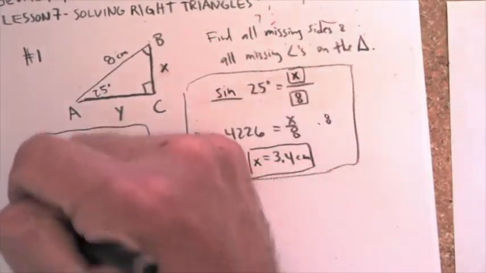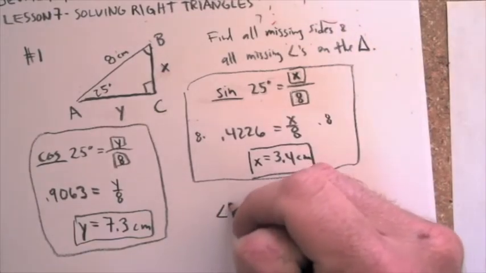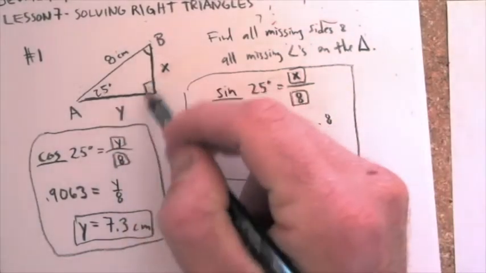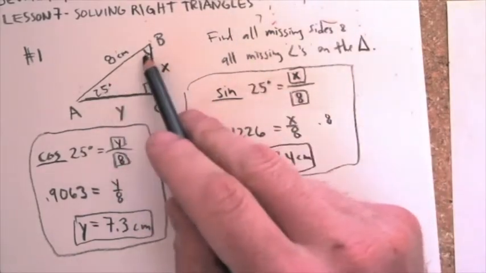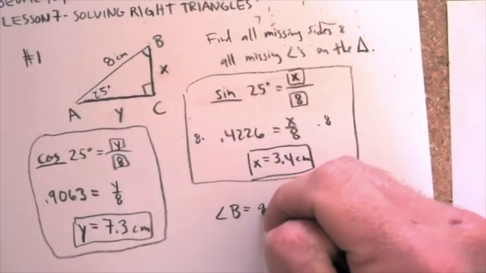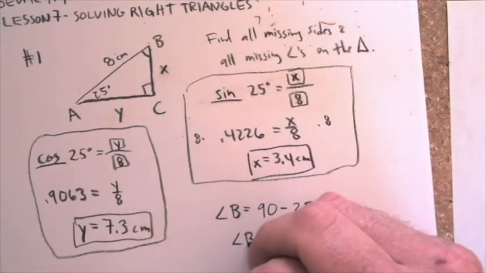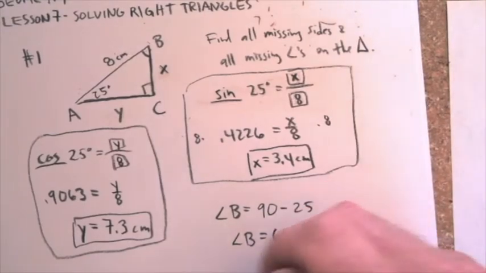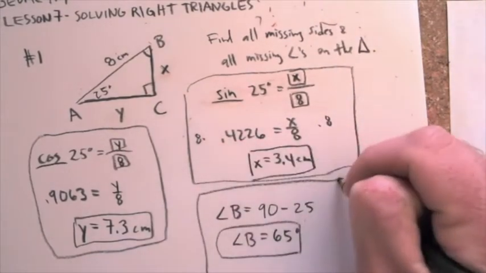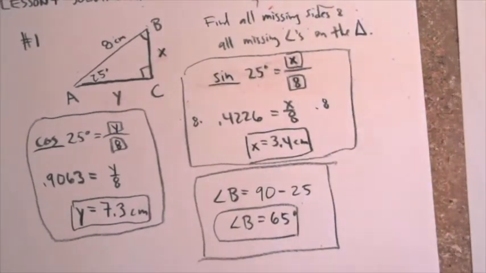Okay, and the last thing is we've got to find that missing angle, angle B. Well, you guys know angles of a triangle add to 180, or these two actually just add to 90, right? The two acute angles, so 90 minus 25. So angle B equals 65 degrees. Okay, so that's solving the triangles, just finding all of the sides. If you feel good on that, you're probably good.